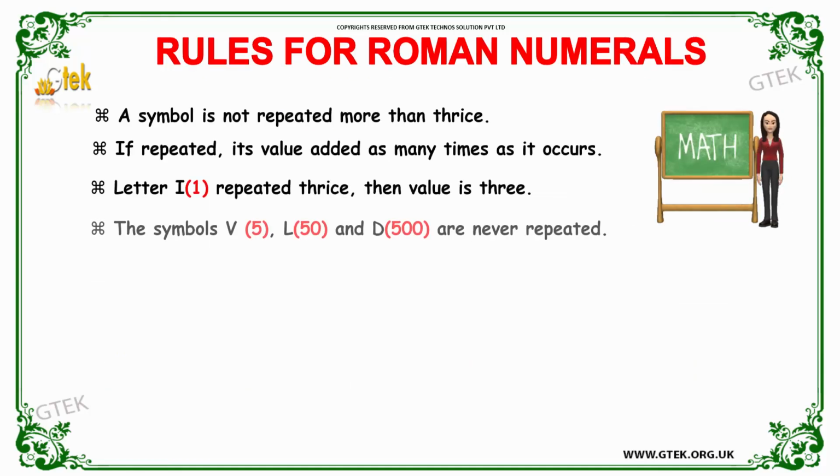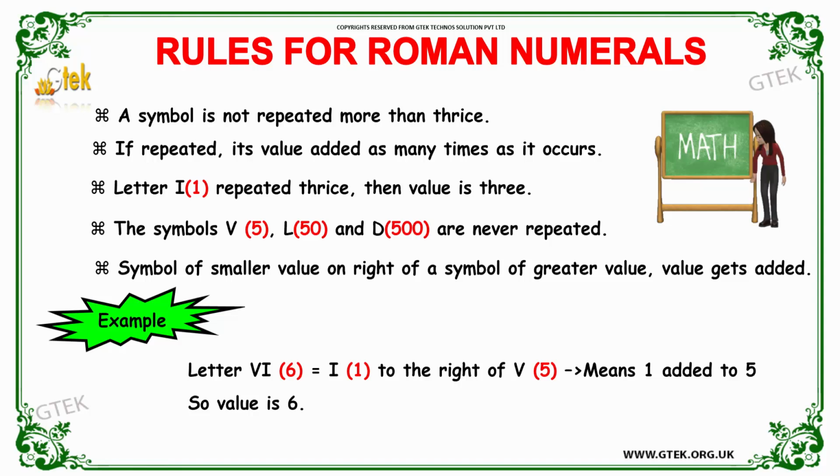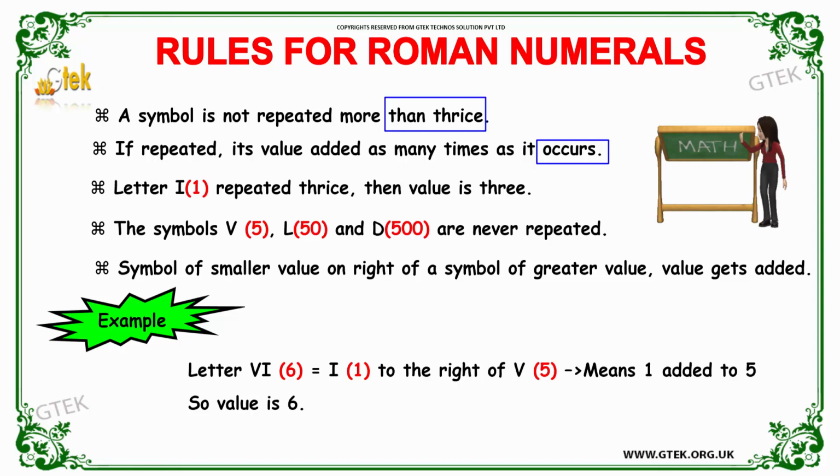Moving on, we are going to see how the Roman letters are written down. In Roman letters, a symbol will not be repeated more than thrice. So maximum, a letter will be repeated up to 3 times. If it is repeated, then its value is added as many times as it occurs. So if there are 3 ones, then it represents 3 times 1 in addition, which is 3.